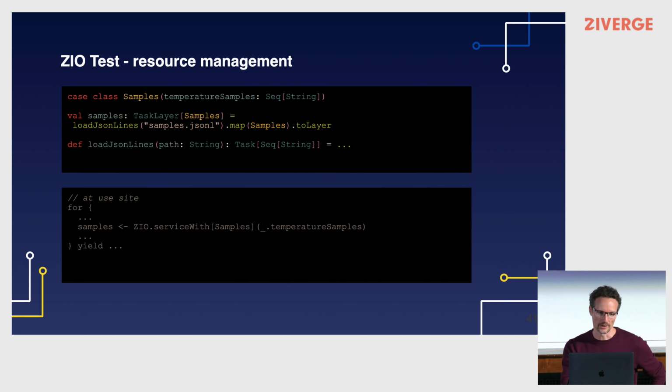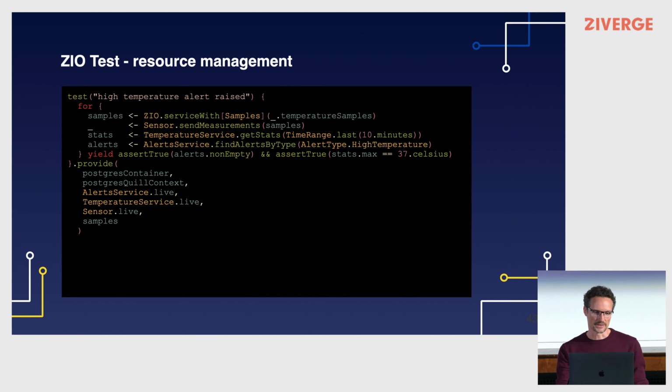This is just a quick recipe for what you can do if you have test data to load. You don't have to have the whole boilerplate to define a service, trait, and so on. You just write a case class. You have an effect to populate that case class. And you can just wrap that up in a layer by calling toLayer. Yeah, and on the use side, you just grab the dependency from the environment and call the accessor method to take out your test data.